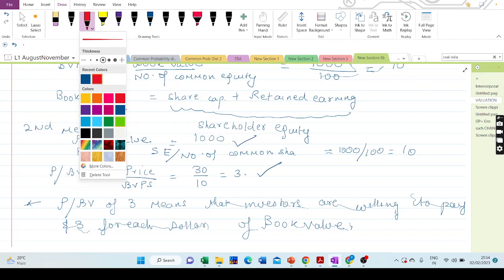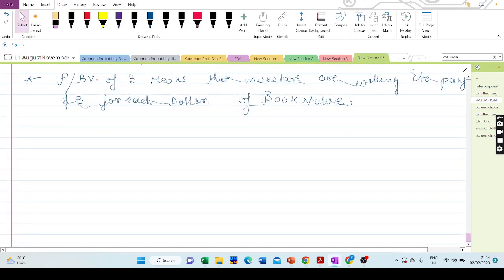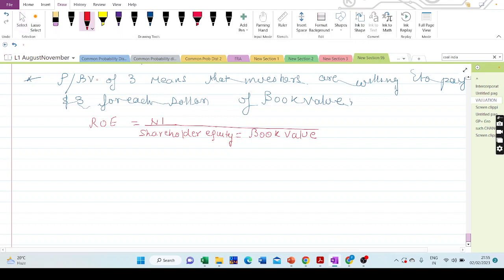So my ROE is equal to, please calculate how much is your ROE. ROE is how much? Your net income by shareholder equity. Can I say that shareholder equity is nothing but book value? We saw that shareholder equity was book value. So your ROE is nothing but net income by book value, right?